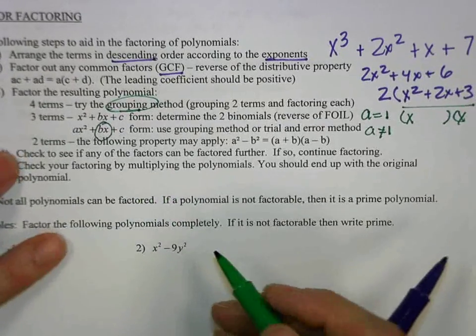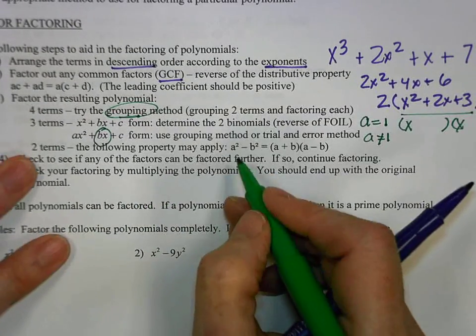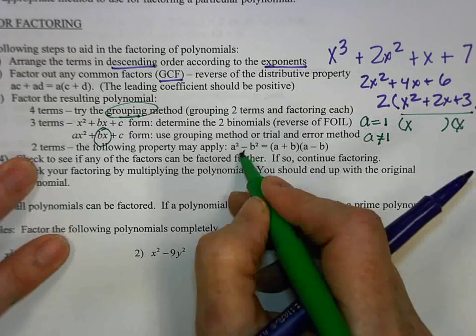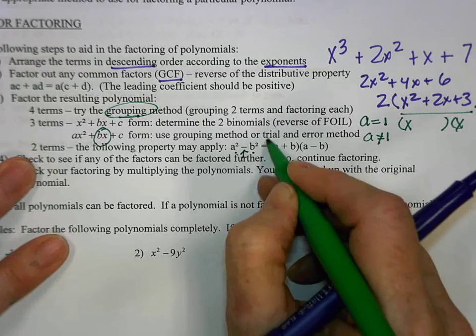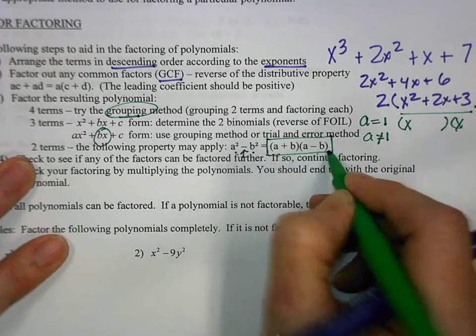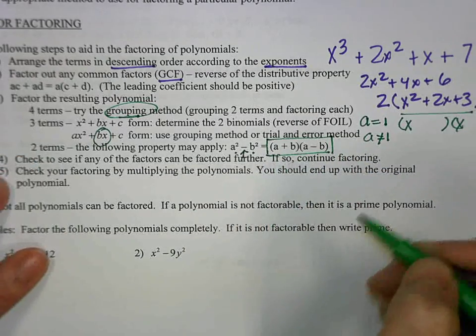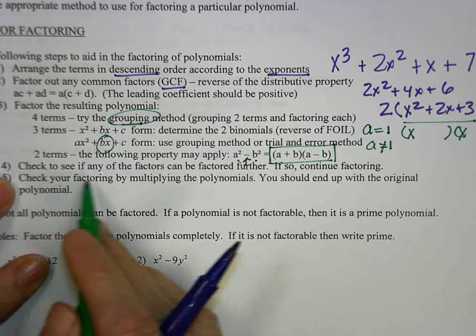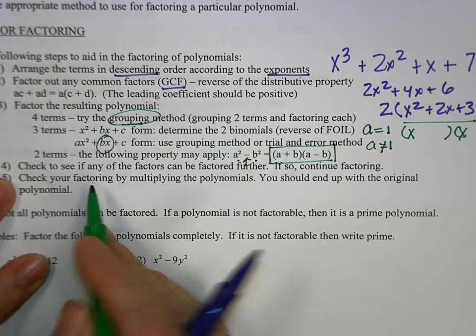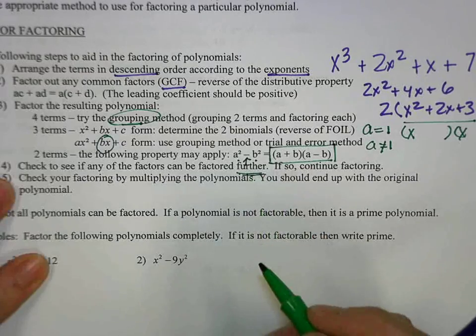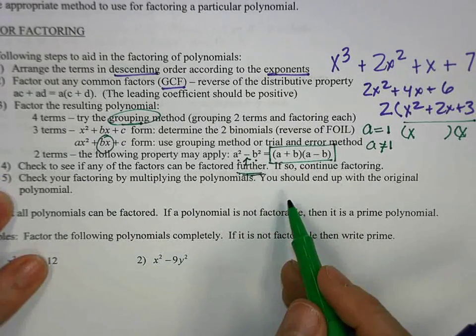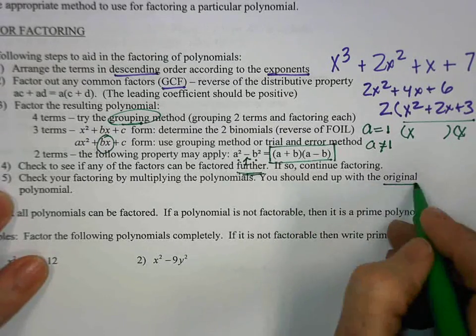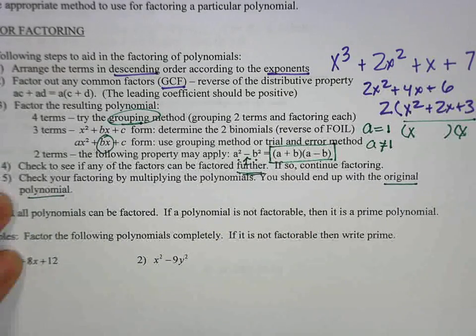And then my final option is, if I have 2 terms, is it the difference of 2 perfect squares? If it is, I may use this formula, a plus b, a minus b. Check again to see if there's any portion of what I've factored that can be factored further. Continue. Check by multiplying everything back together, and you should end up with the original polynomial or equation.